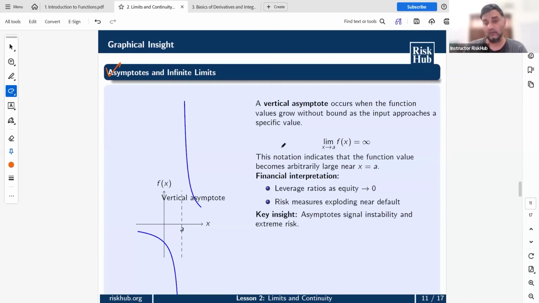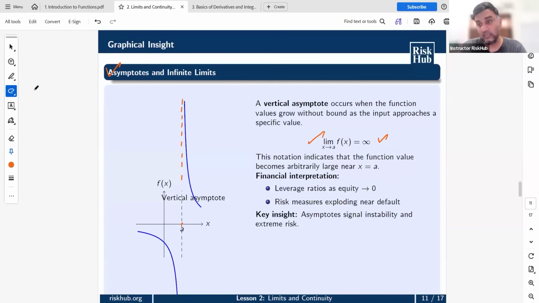So again, the value is limit x tends to a, f(x) is equal to infinity, meaning that the function grows without bound near that point, as x tends to a. You see, x tends to a, this point. You see, it is not touching it. Even if I take this point ahead, it is getting infinite, but it's not touching it. It's getting closer and closer, but not touching it, right? So the vertical line becomes like a vertical asymptote.